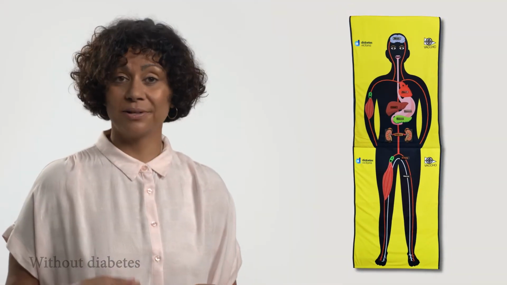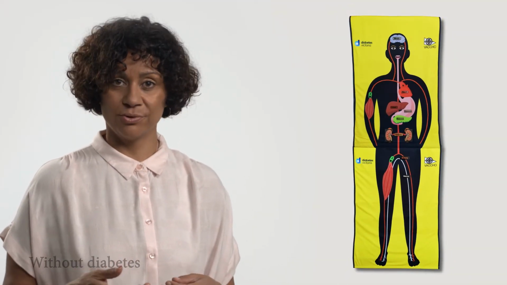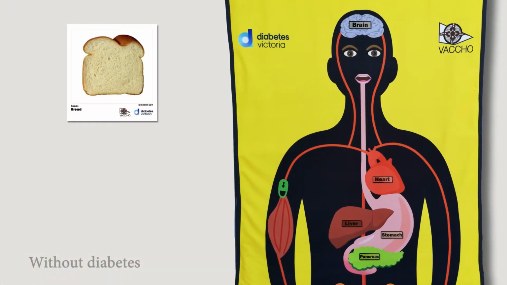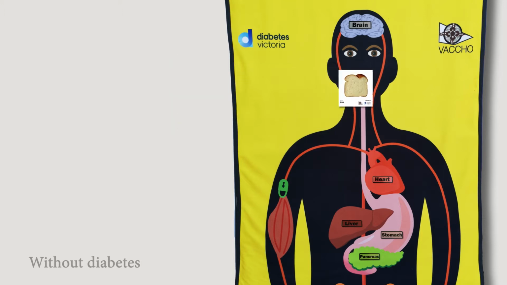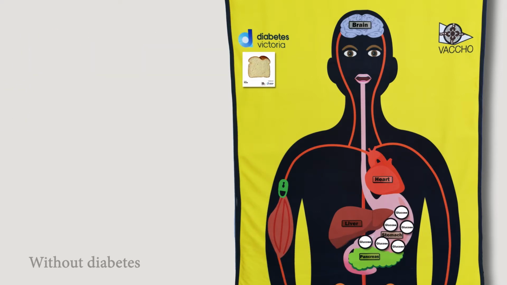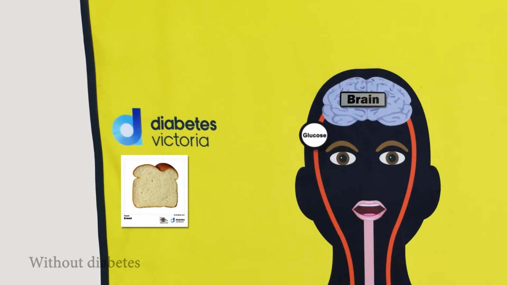Now, let's use Feltman to show how carbohydrate food is digested and used in the body. When we eat carbohydrate food, like bread in a sandwich, it goes into the stomach and intestine where it is broken down into glucose. You can use the glucose discs to show this. The glucose is absorbed into the bloodstream from the intestine. In the bloodstream, the glucose travels to all parts of the body, including the brain and muscles, to give us energy. The brain needs a constant supply of glucose to function properly.